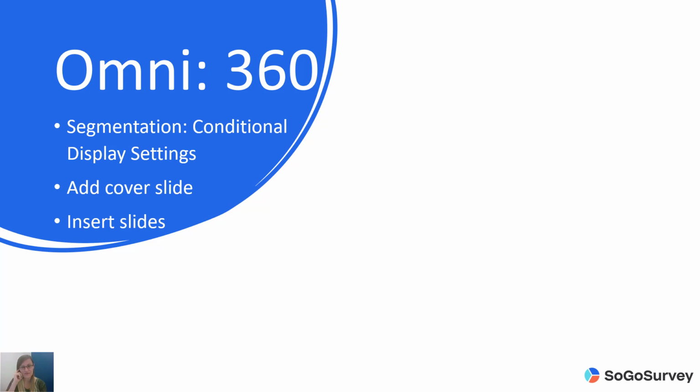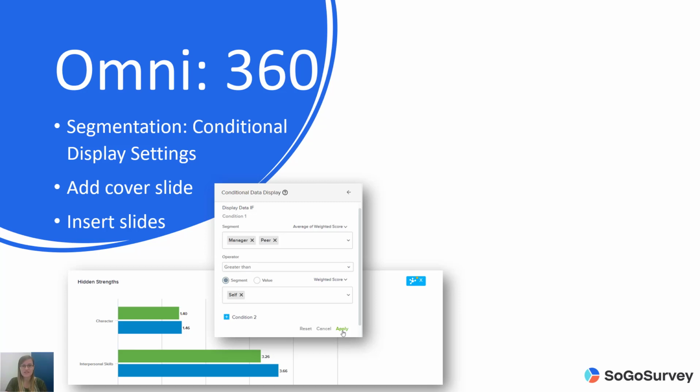An additional few points on Omni, really building up on the 360 use cases with a lot of functionality in this release. So in the last release, you probably recall report level segmentation was something we were very excited about as well. Here we're additionally giving some additional power to segmentation with conditional data display. So in this case, for example, you can see this is a 360 example where I'm looking for hidden strengths. So here's my ratings of myself and my ratings by my manager or peers. So in this case, I want to display only those categories, only those groups in which I've received a higher rating from others than I've given myself.